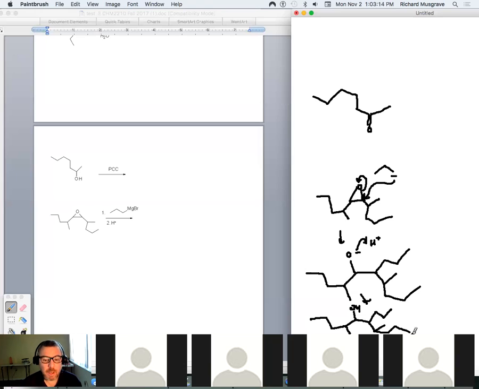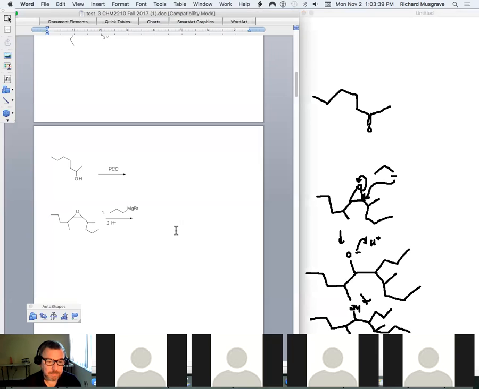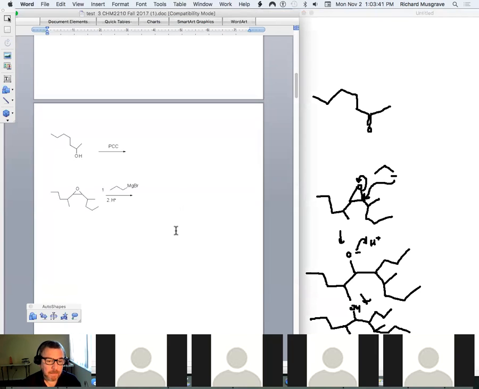I'd challenge anybody to get that right without doing the mechanism, just having memorized what the products are. This is why people fail this test: for questions like this, they try to memorize what the product is, and of course they get it wrong, usually because they miscount carbons and such. But it's much more difficult to miscount the carbons if you do it like this. Anybody have any questions?